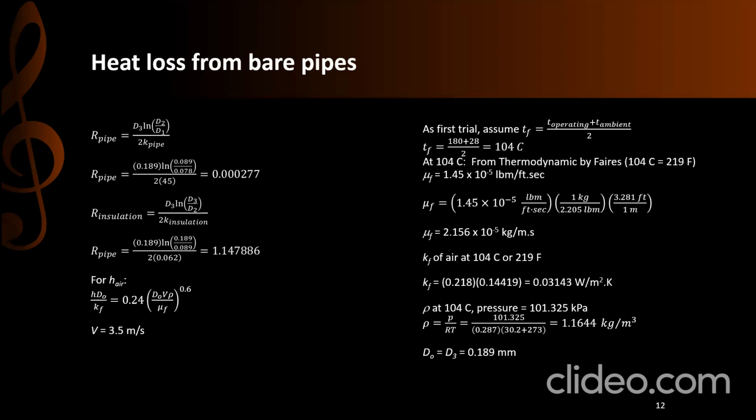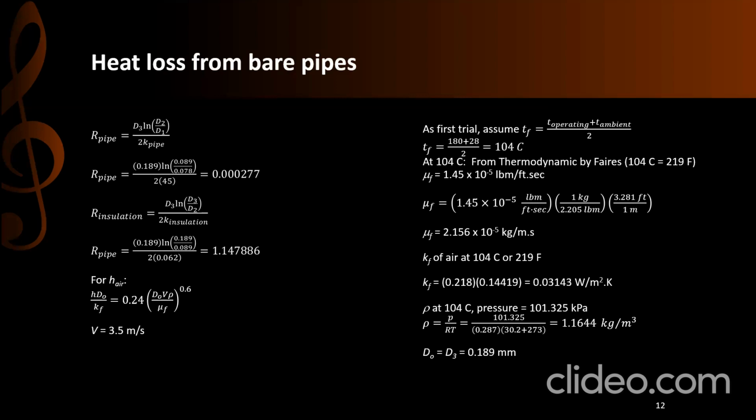Convert this to SI units, magiging 1.45 times 10 negative 5 pound mass per foot per second times 1 kilogram over 2.205 pound mass times 3.281 feet per meter is equal to 2.156 times 10 negative 5 kilogram per meter second.